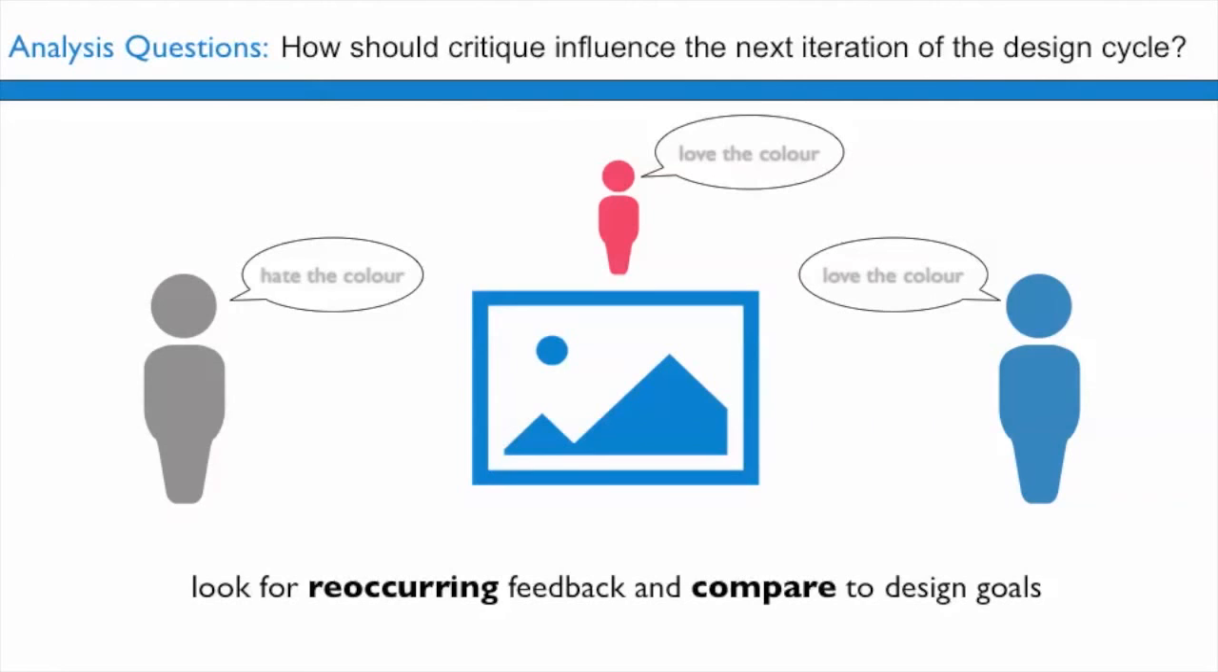So what you need to do is look for themes or reoccurring pieces of feedback and then compare them to the design goals that you have. In this case, you have an emphasis of color. So two people say they love the color, one person says they hate it, which is great, which means the color is good. But what if you want people to hate the color? I'm not sure why, but what if that's your goal? In this case, you haven't achieved it because people are loving the color. So you might want to consider changing that.